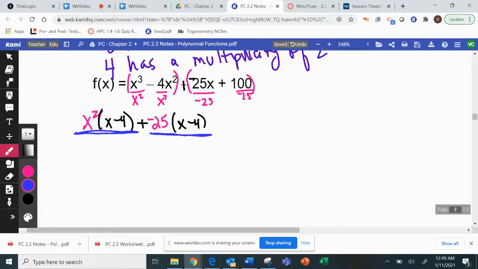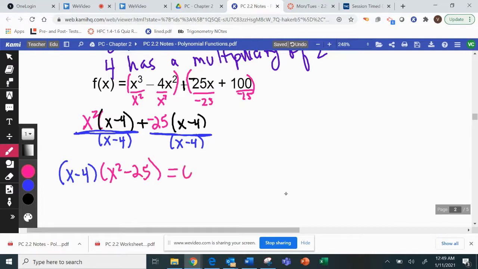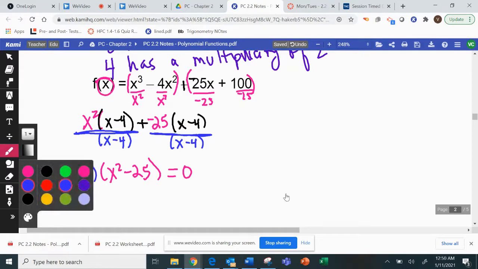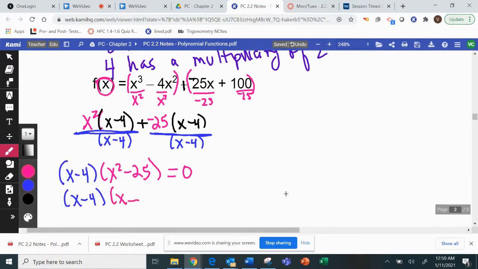So at this time, we now have like 2 terms. We've binomials, and we're going to divide by the thing they have in common. And I don't mean divide, I mean factor out that thing they have in common and put that in front. And then what's left, x squared minus 25, gets to be in the other parenthesis. I forgot to make this a 0, so there you go. I made it a 0. Now, x squared minus 25 can be factored further. It is a difference of squares.